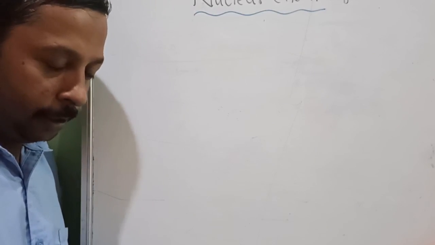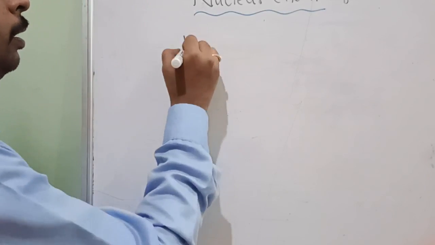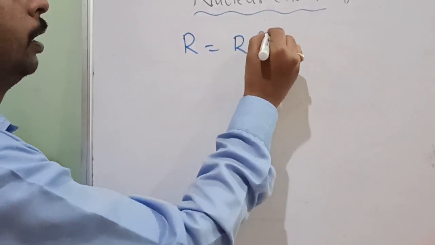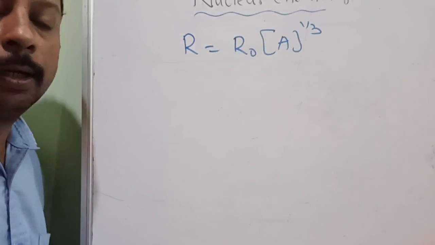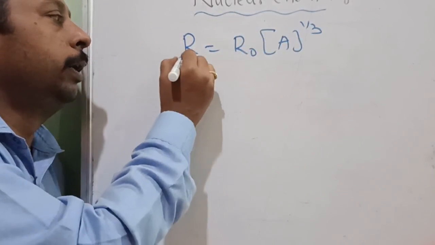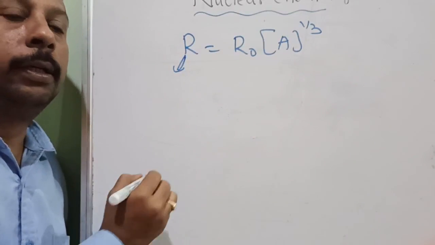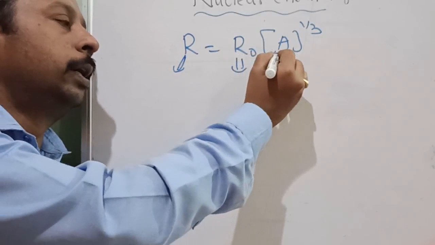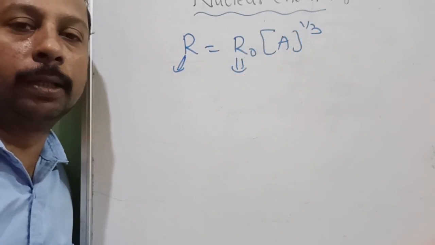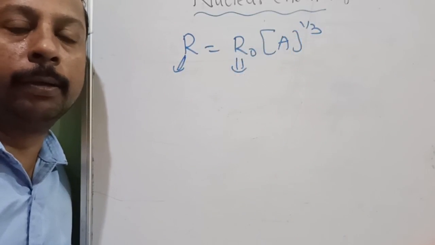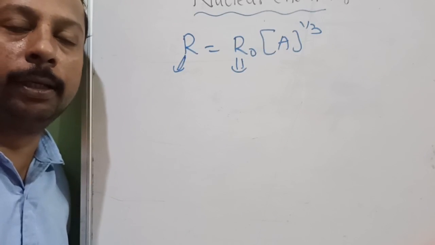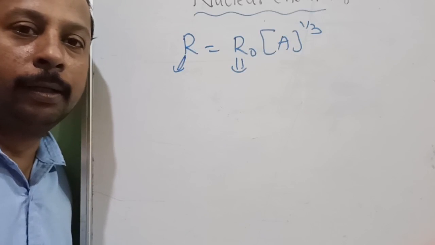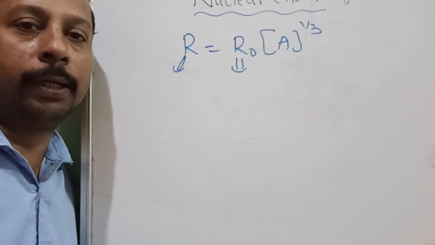Normally people will learn by heart this formula: R is equal to R0 into A to the power of 1 by 3. What is this formula? Radius of nucleus is equal to some constant times A to the power of 1 by 3. What is A here? Mass number. But where did this power of 1 by 3 come from? Nobody knows. But I want that you should not be in that category.